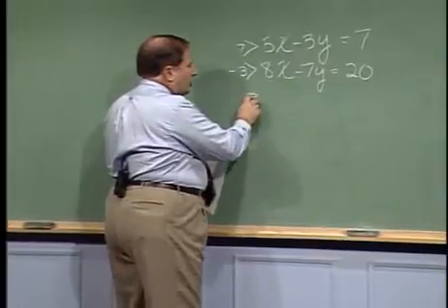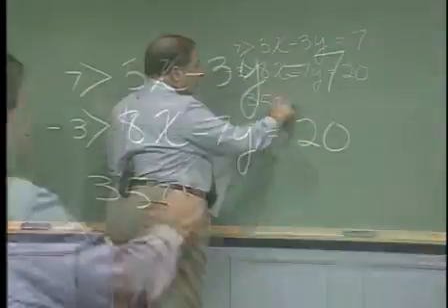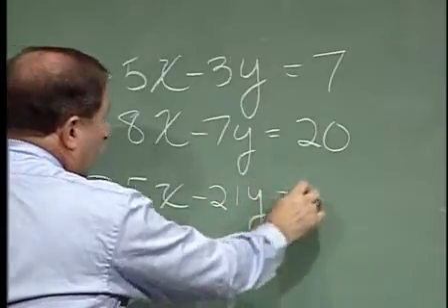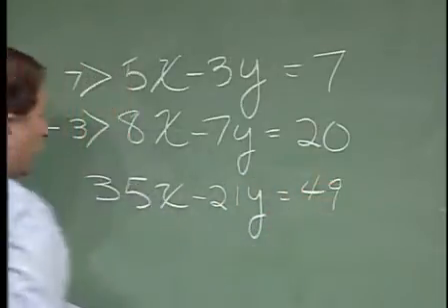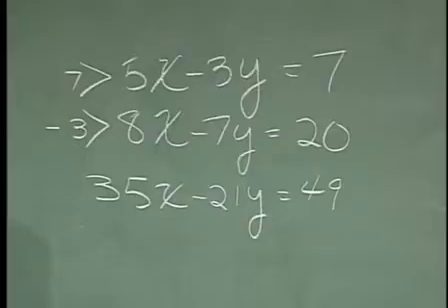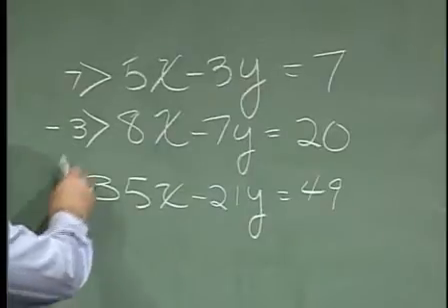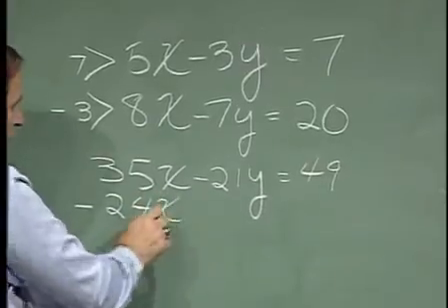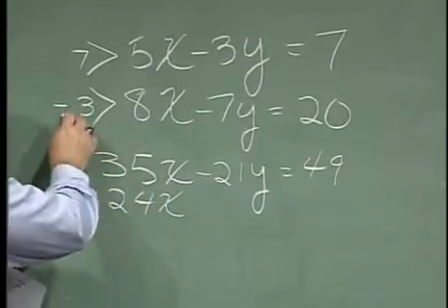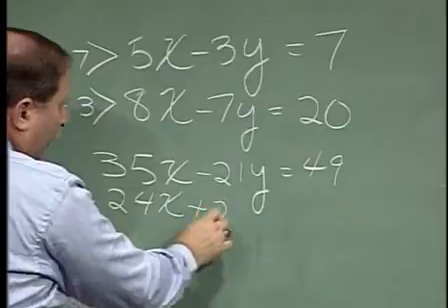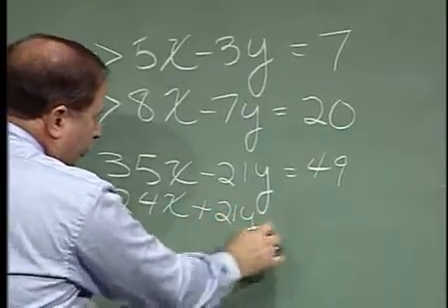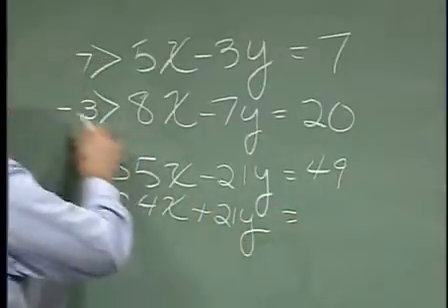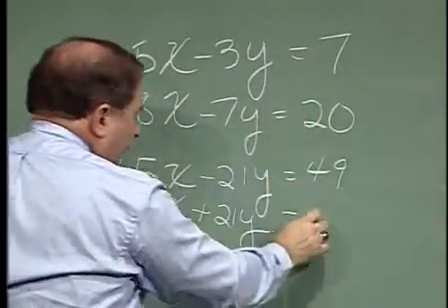The first equation is 35x minus 21y equals 49. Then we have negative 3 times 8, negative 24x, negative times positive 21y, and that's good because we can see that they will cancel each other out when we add them up. But don't forget that negative 3 times 20 is negative 60.